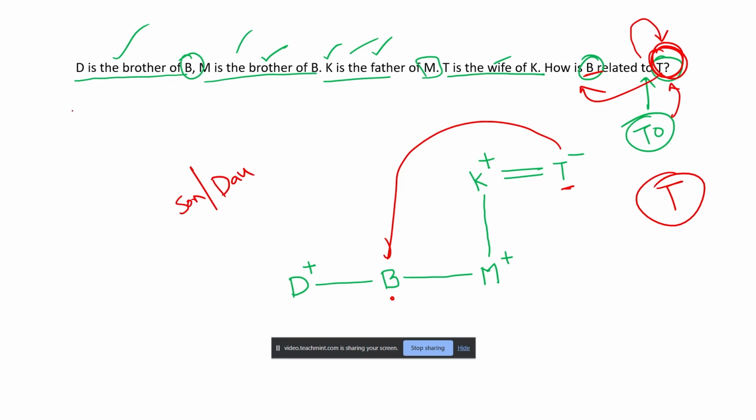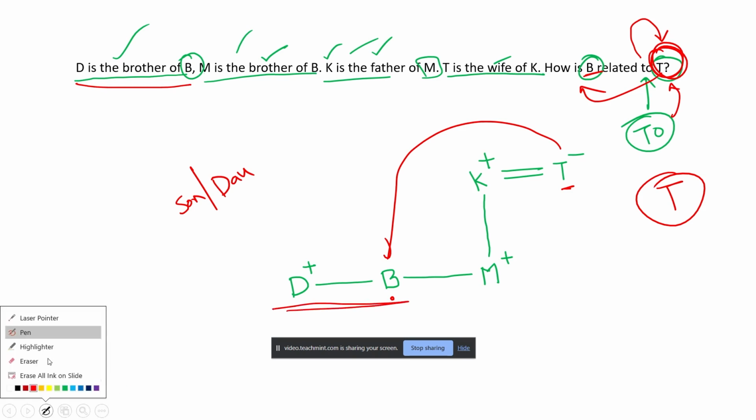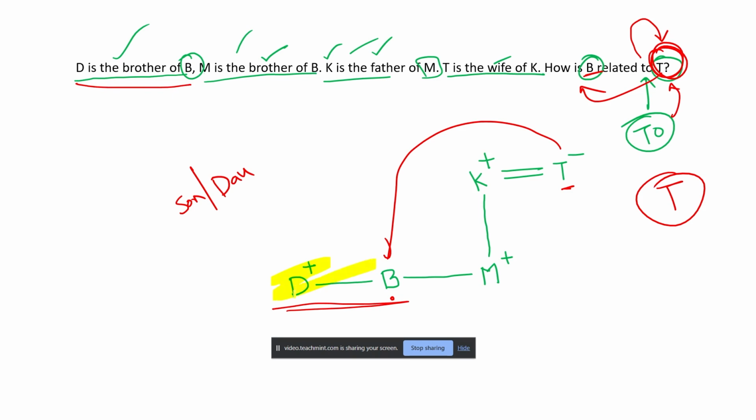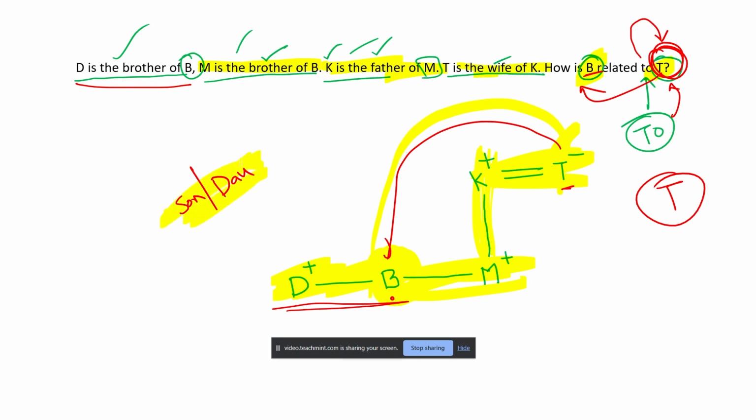I'm repeating once again. D is the brother of B. So this diagram indicates D is the brother of B. Or I will use highlighter. It's going to be much better. So first, D is the brother of B. Then he said M is the brother of B. So M is the brother of B. Then K is the father of M. So K is the father of M, vertical line. Then T is the wife of K. Once we are done with the diagram, he is asking you to solve how is B related to T. So assume you are the second person. That means T. If you are T, what you are going to call B? So B is your child because we don't know the gender of B here. So your final answer is son or daughter.